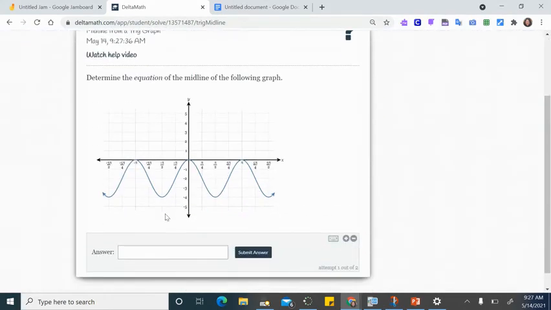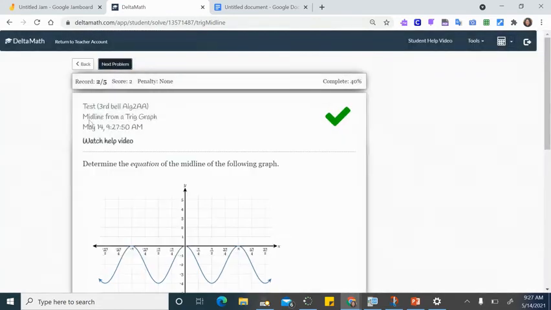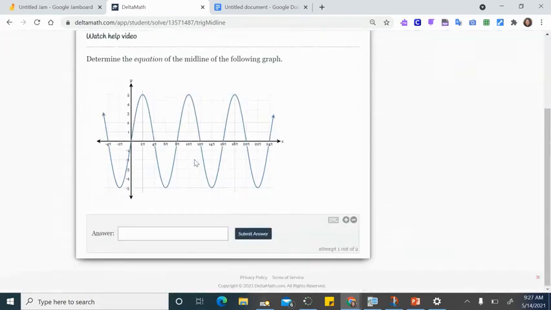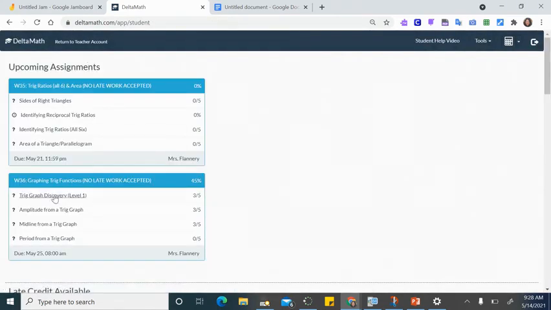All right, the lowest is -4, the highest is 0. So the middle of that is going to be -2. So y equals -2. There we go. Next one. The lowest is -5. The highest is 5. So halfway between there, it's going to be 0. So y equals 0. Ta-da! All right, got the idea?